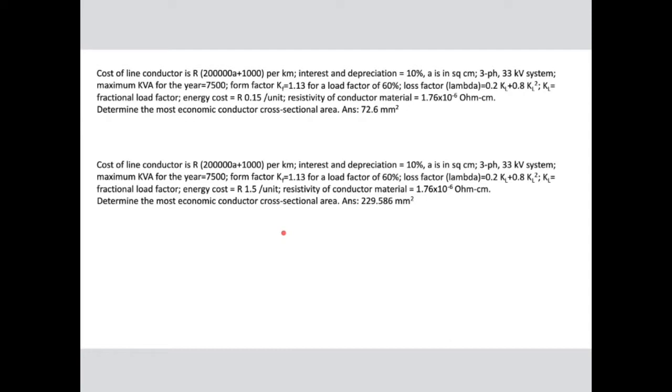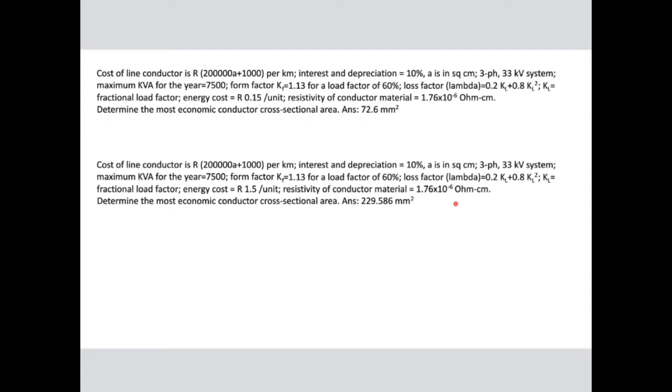The interest and depreciation is given as 10%. It's a 3-phase 33 kV system. The maximum kVA for the year is 7500, and what else is given? Form factor 1.13 for a load factor of 60%, and loss factor is given as 0.2 KL plus 0.8 KL squared, where KL is the load factor, and cost of energy is 1.5 per unit. Resistivity of conductor material is 1.76 times 10 to the power minus 6.